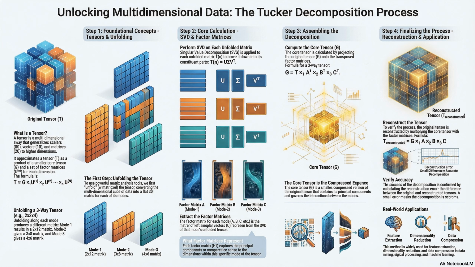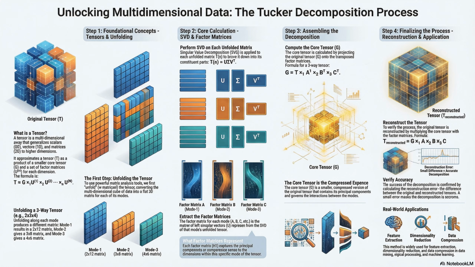The element G at position R1, R2, R3 tells you the intensity of the interaction between the R1th principal component of mode 1, the R2th component of mode 2, and the R3th component of mode 3. The density of meaning is why compression is even possible. So the single tiny object, G, defines the entire underlying structure of the data, stripped of all the redundancy and noise, leaving only the complex relationships.